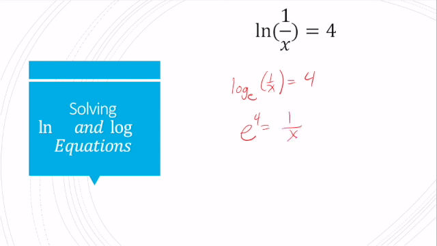Now I can solve for x by multiplying both sides by x. That gives me x e to the 4th equals 1. And I can divide both sides by e to the 4th. So I get x equals 1 over e to the 4th. See, there's lots of tricky things we can do in order to get x all by itself.